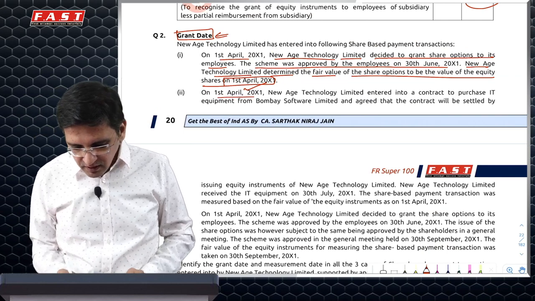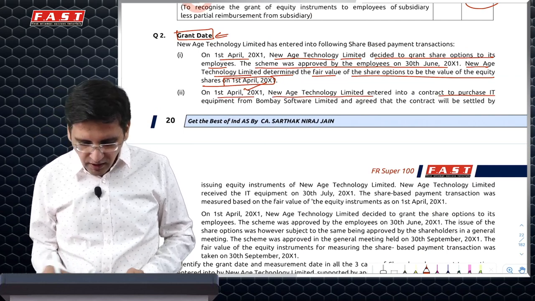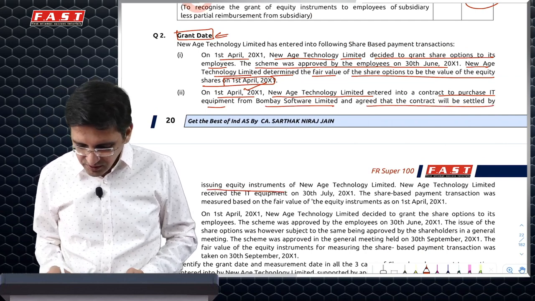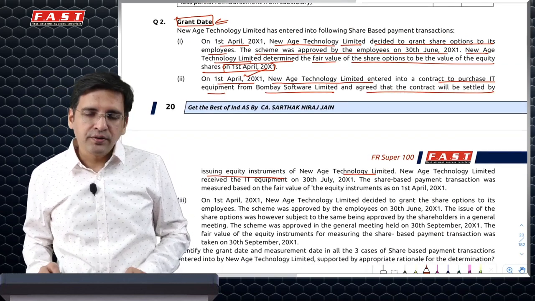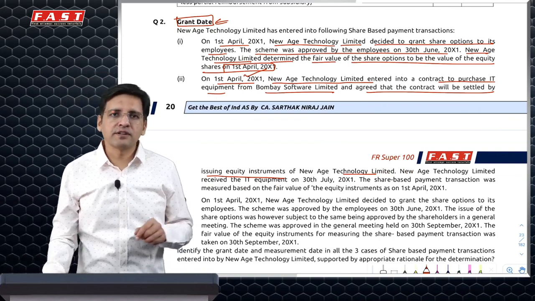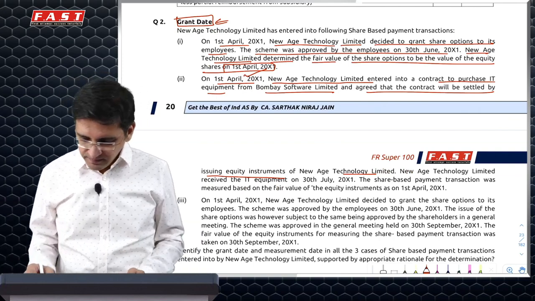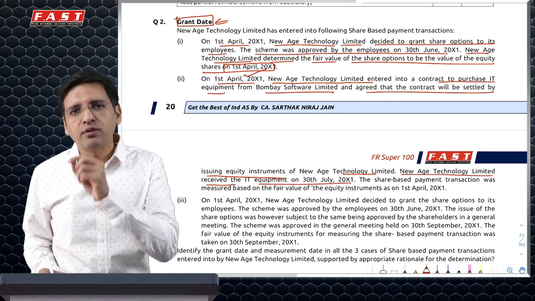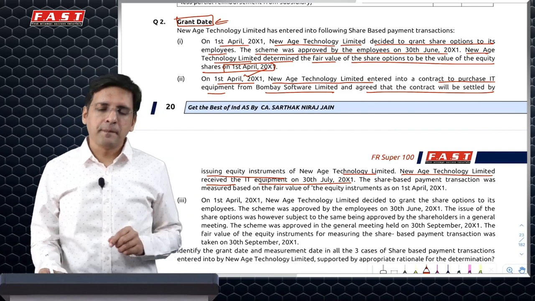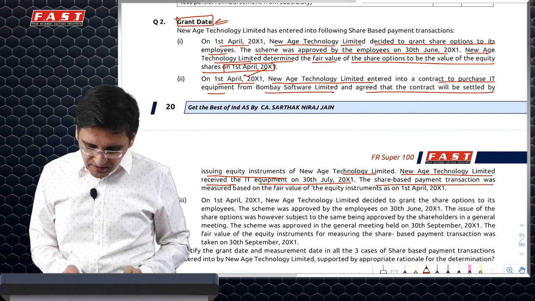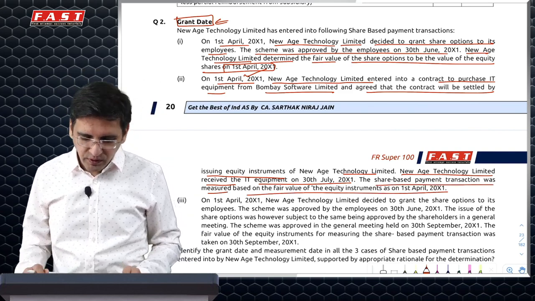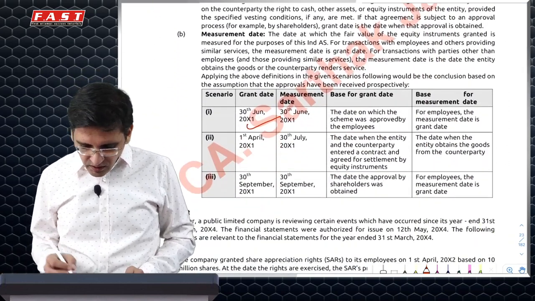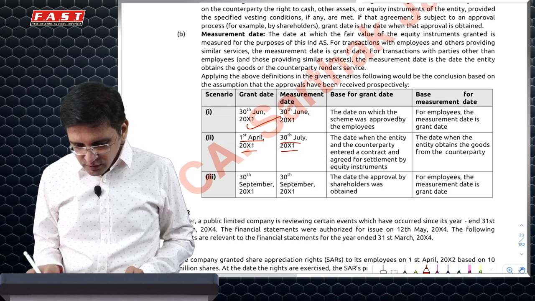Next, on 1st April 2001, New Age Technology entered into a contract to purchase IT equipment from Bombay Software and agreed it will be settled by issuing equity shares. So here the contract has been entered into on 1st of April. The grant date is 1st of April. New Age Technology received the equipment on 30th July. So the asset would be recognized only on 30th of July. The share-based payment transaction was measured based on the fair value of the equity instrument on 1st of April, which is the grant date. So what it says is 1st April is the grant date, 30th July is the measurement date.